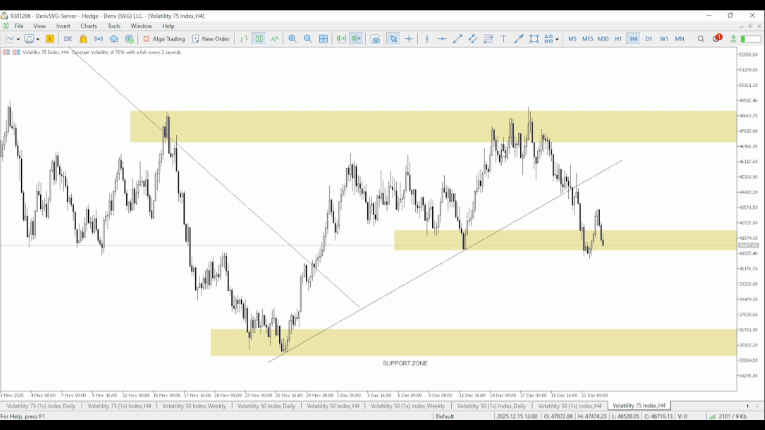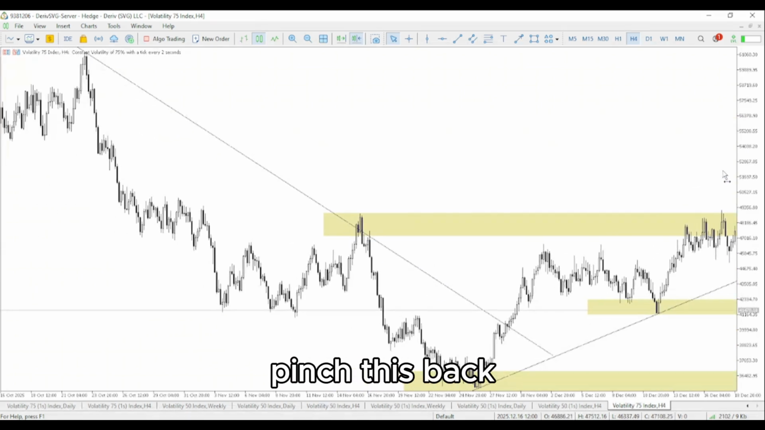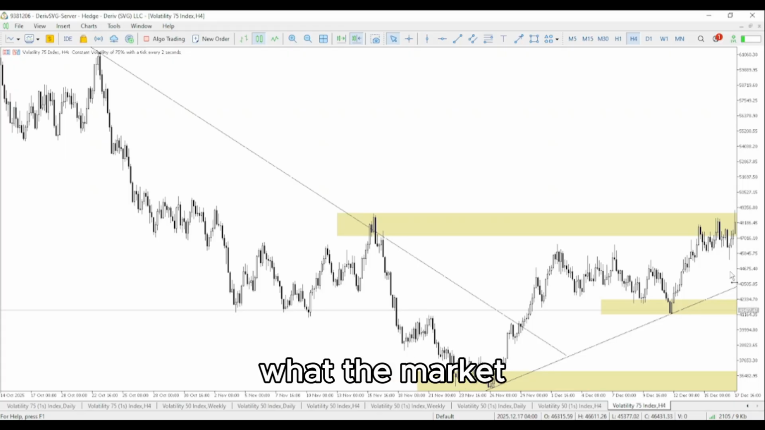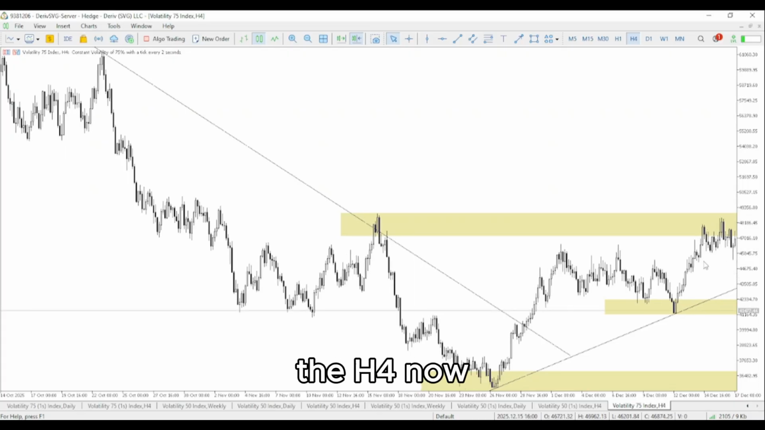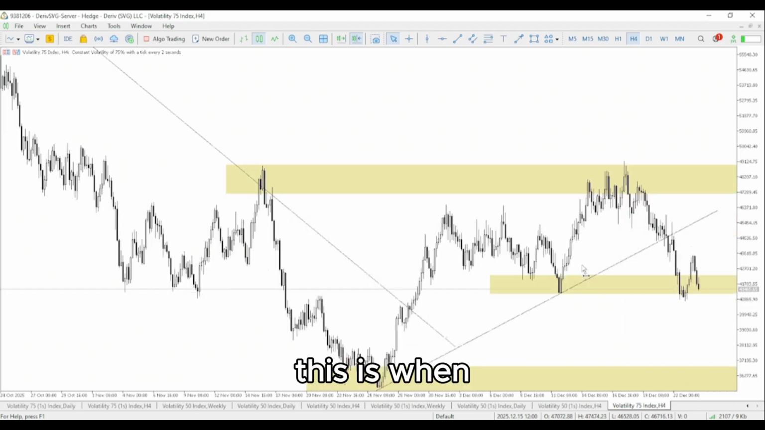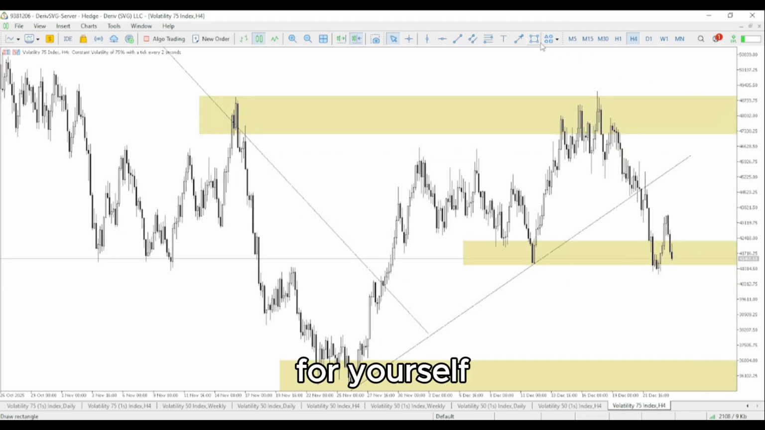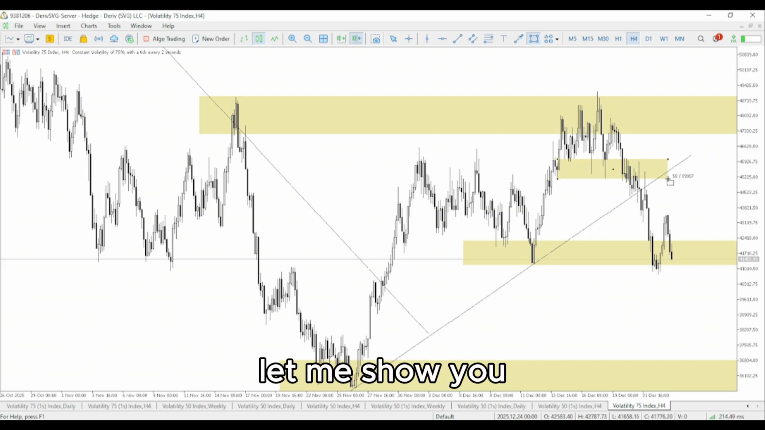Because now from what I am seeing here, let me just pinch this back a bit. Let's say for what the market just did here, the H4 has not aligned with the D1 yet. You understand? But this is when you will look for yourself. This is when the H4 time frame has not aligned with the D1 time frame. Now this is it. Let me show you.